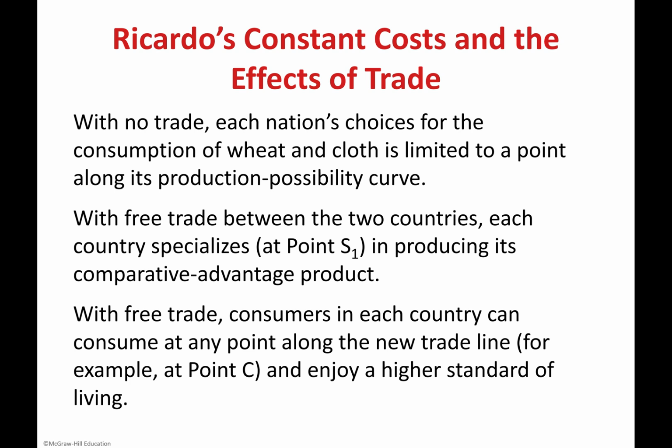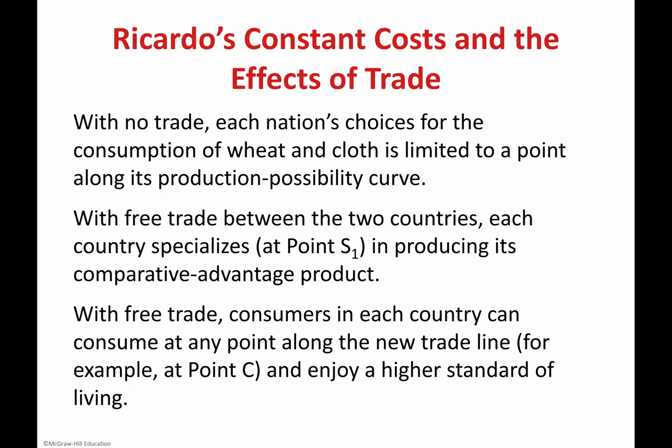Now, with no trade, each nation's choices for the consumption of wheat and cloth is limited to a point along its own production possibility curve. Production possibility curve shows the combinations of the wheat and cloth that any single individual country can produce. So if we're in autarky, in other words, if we don't have trade, we must be at most on our PPC. What we're going to show is that with free trade, we can actually move beyond the individual PPCs for those countries. And that shows the gains to trade, so the advantages of trading in a different way than we showed in the previous chapter.